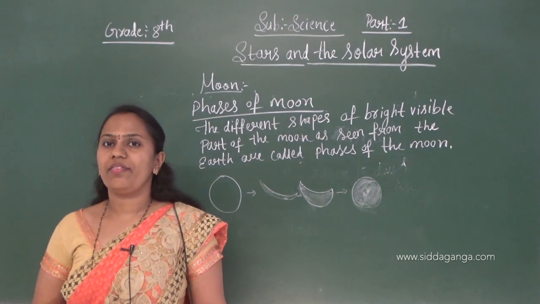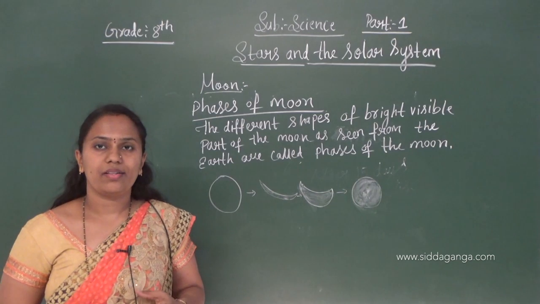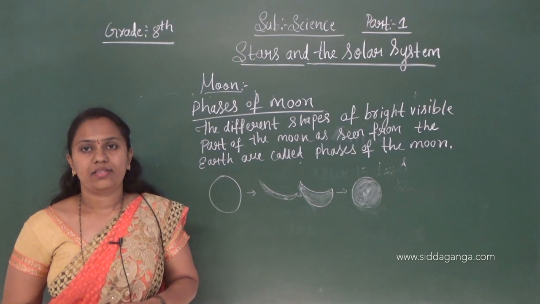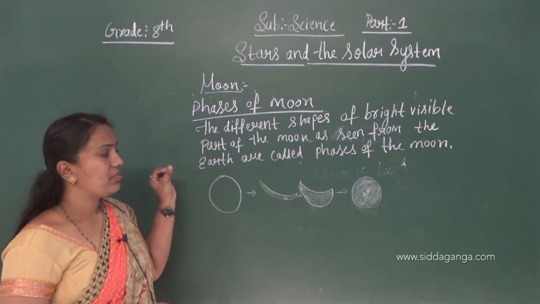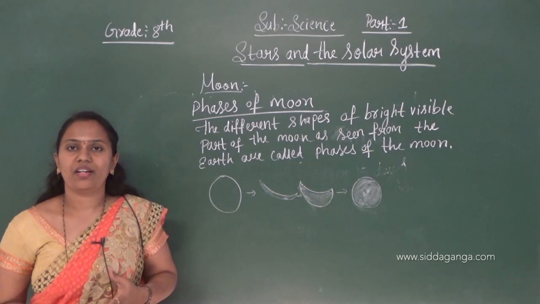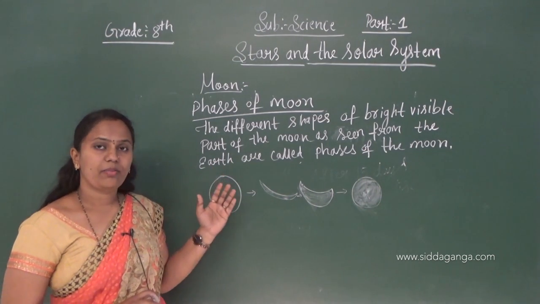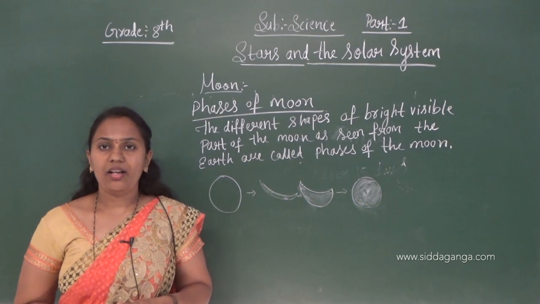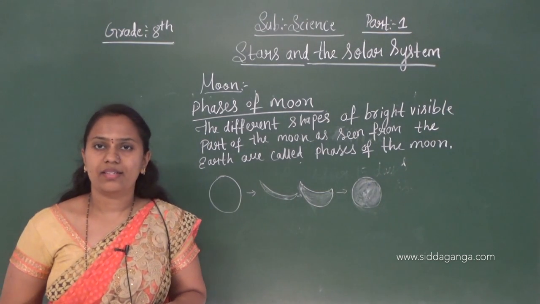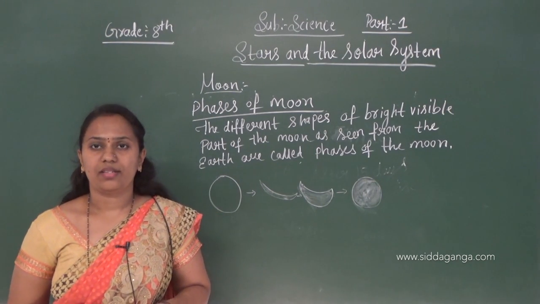So this is about the phases of the moon and the celestial objects. We already know about the study of celestial objects, and we saw about the moon, what its surface is made up of, and that it has no atmosphere. We also learned about half moon day, full moon day, and the phases of the moon. This is all about the moon and the celestial objects. In the next part, we will discuss the stars and the solar system. Thank you.